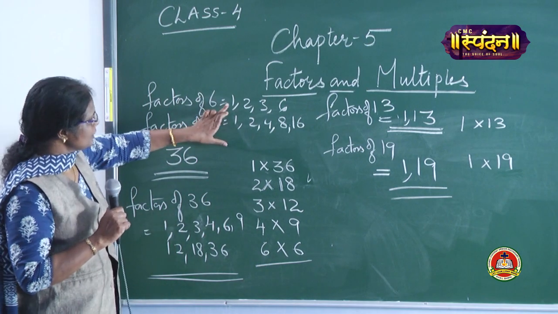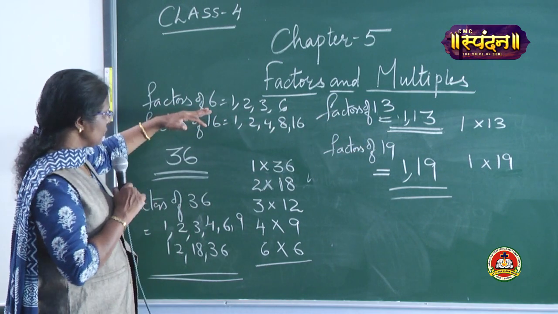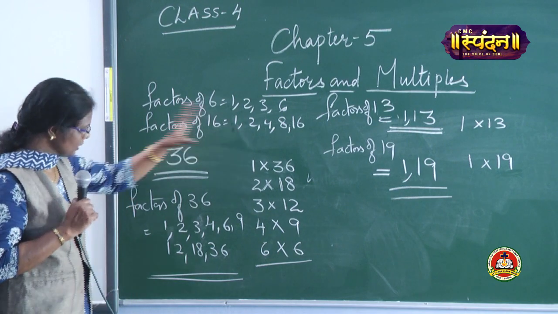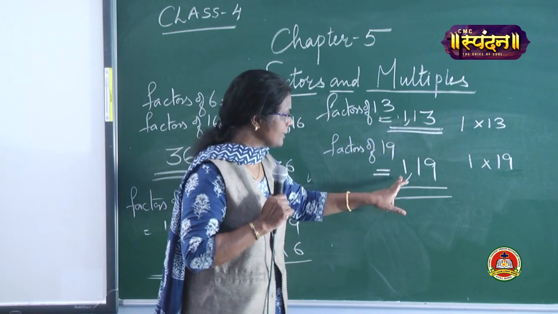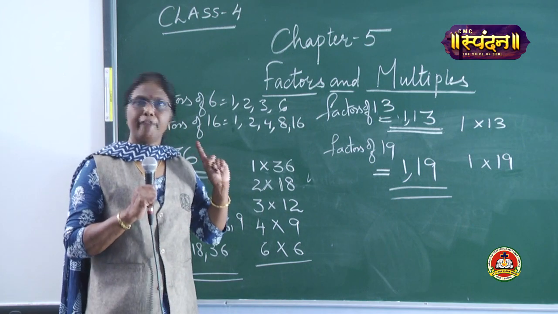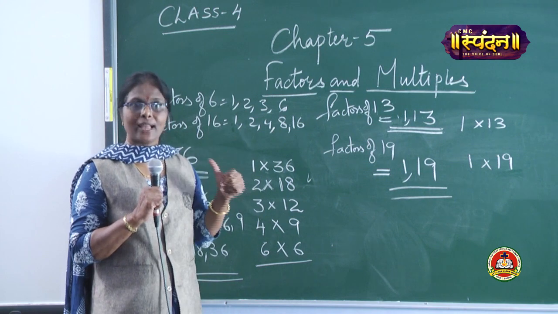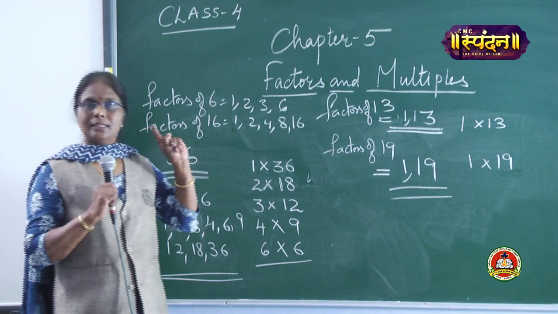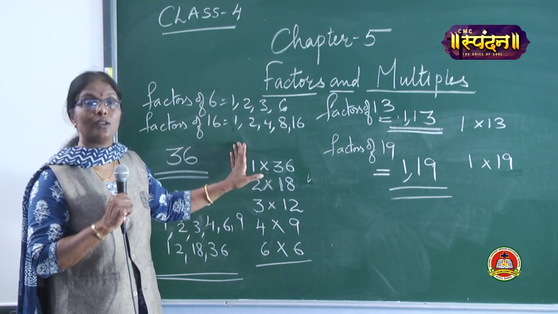Here, in all these factors you can see, when you take the factors of 6, 1 is a factor of this number. Again you find 1 as a factor of 16. You find 1 as a factor of 36 also, 1 as a factor of 13, 1 as a factor of 19. So we conclude that 1 is a factor of every number and it is the smallest number. Okay, this is the first fact about factors, that 1 is the smallest factor and it is present in all the numbers. That means it is the factor of every number and it is the smallest factor.